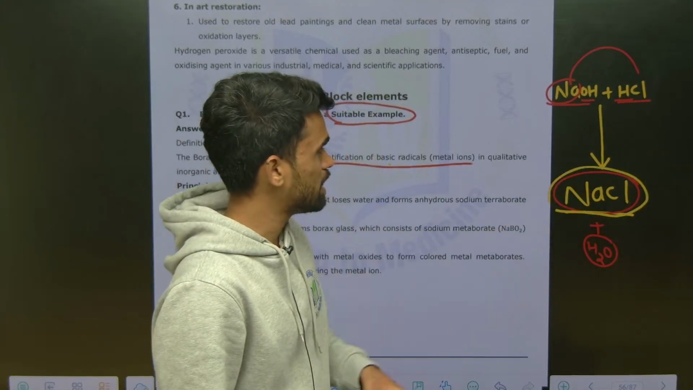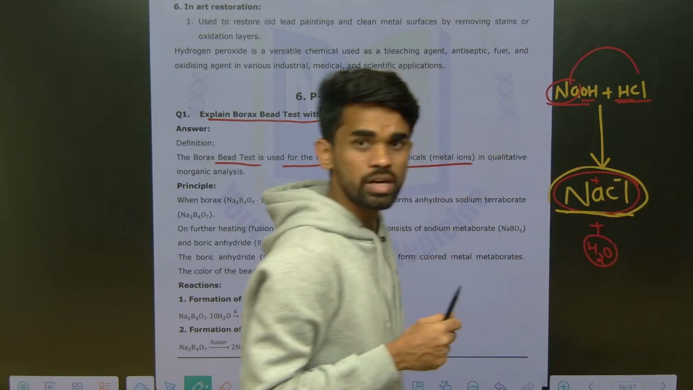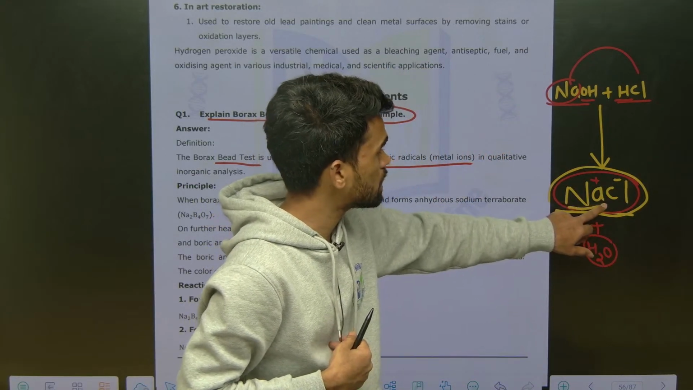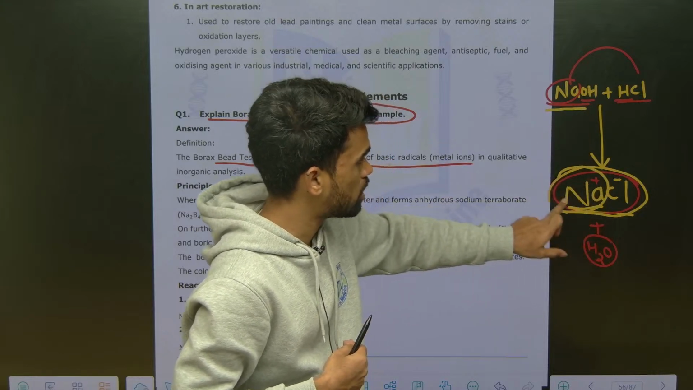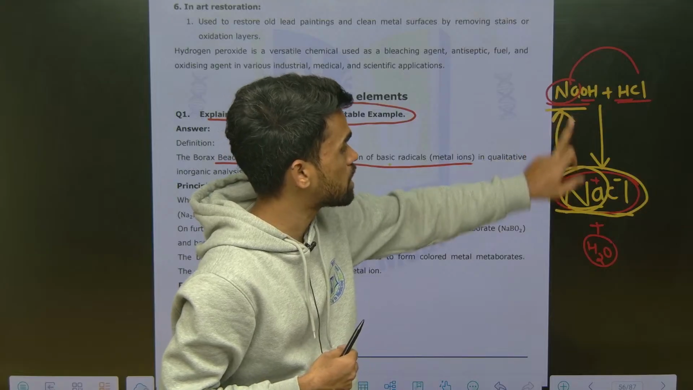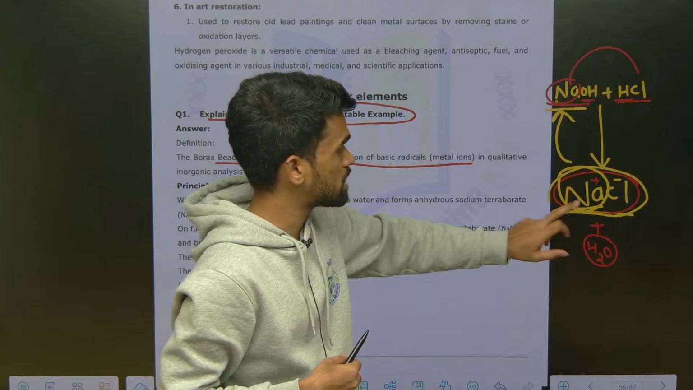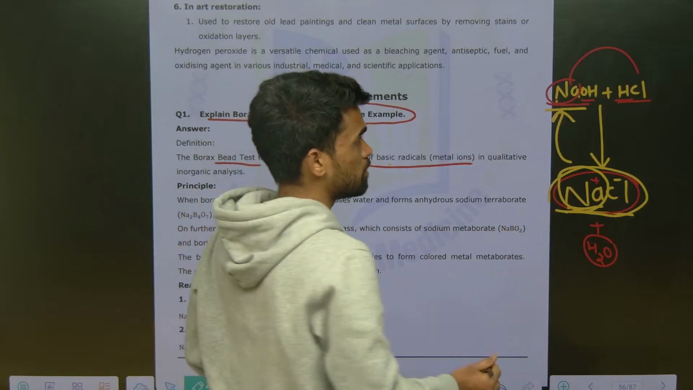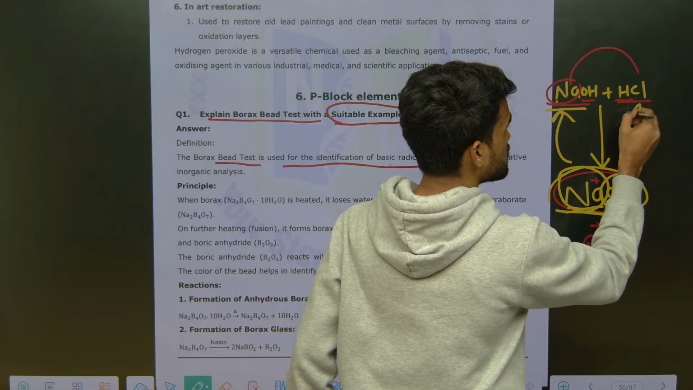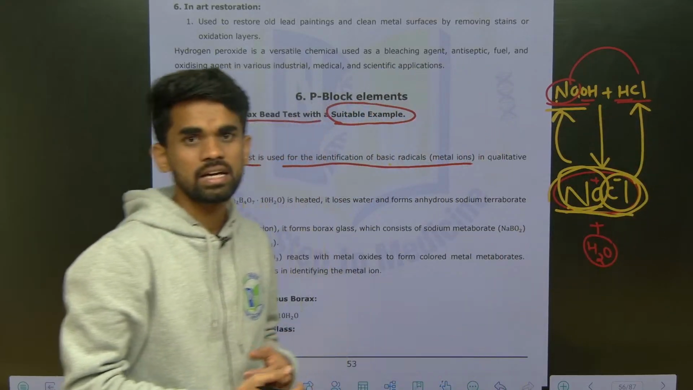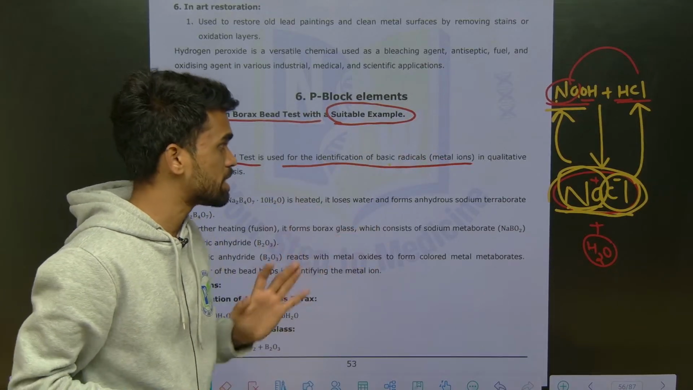If you see in NaCl, Na plus is a cation and Cl minus is an anion. Na plus, the sodium cation, is coming from the base, so that's why we call the metal ions in the salt basic radicals, because these cations are coming from bases. Similarly, the chloride ion, Cl minus, is coming from the acid HCl, so you can say it is an acidic radical.